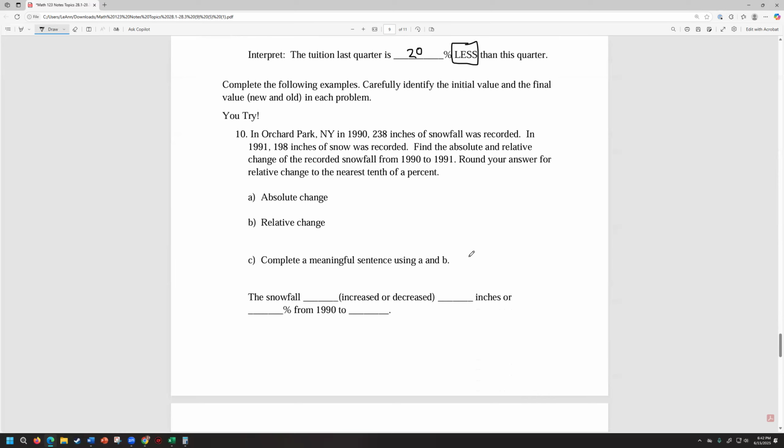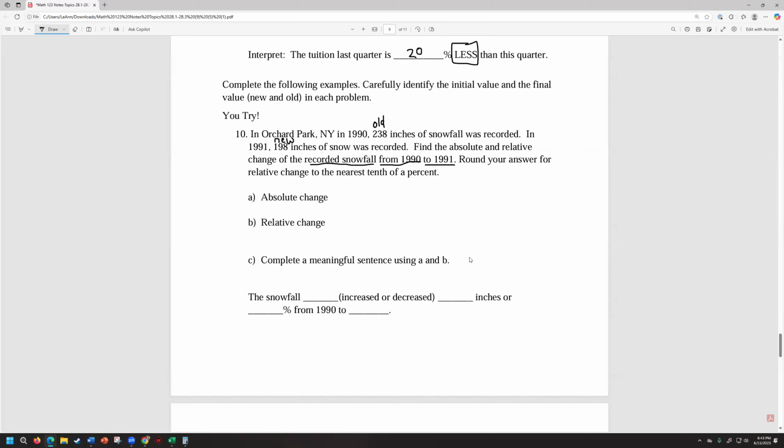It says in Orchard Park, New York in 1990, 238 inches of snowfall were recorded. In 1991, 198 inches of snow. So we're looking at measurements of snow. Find the absolute and relative change and also the percent change of the recorded snowfall. Now notice here they told us to go from 1990 to 1991. That doesn't mean we're going to be adding and subtracting with the years. We're still measuring snowfall. So 1990 is the old snowfall, and 1991 is the new snowfall.